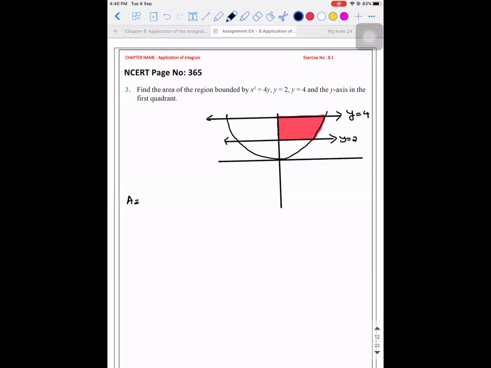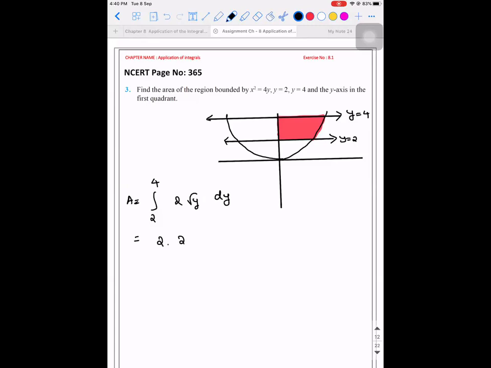Answer. Integral of 2 to 4, right? Yes. 2 root 2y, 2 dy. Root y dy. Root 2y dy. Again 2 root 2. Sorry, only 2 root y. Sorry, 2 root 2.